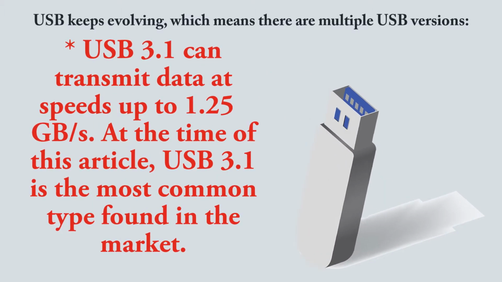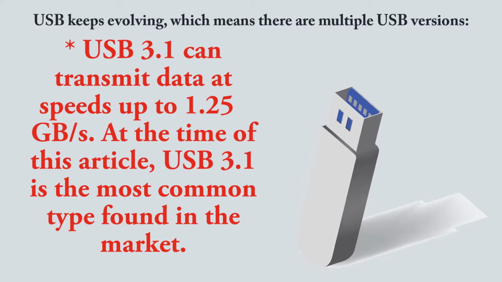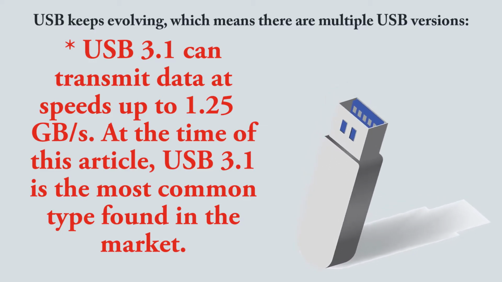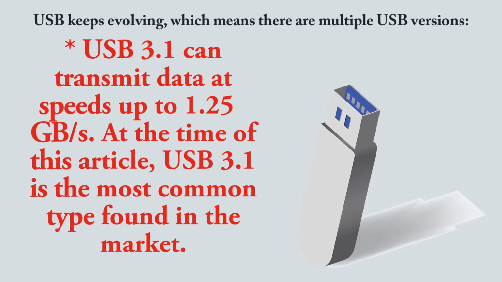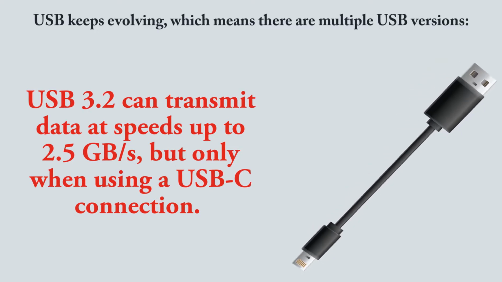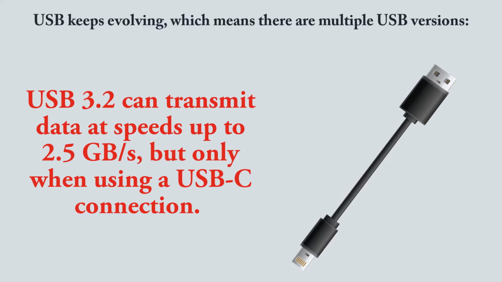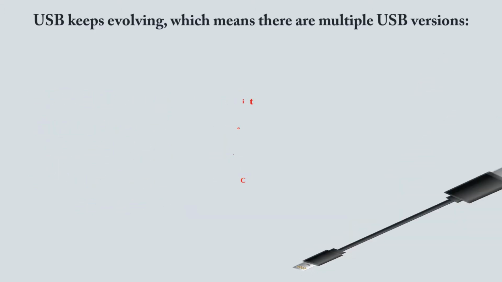USB 3.1 can transmit data at speeds up to 1.25 gigabytes per second. It is compatible with previous versions of USB. At the time of this article, USB 3.1 is the most common type found in the market. USB 3.2 can transmit data at speeds up to 2.5 gigabytes per second, but only when using a USB-C connection. It is compatible with previous versions of USB.